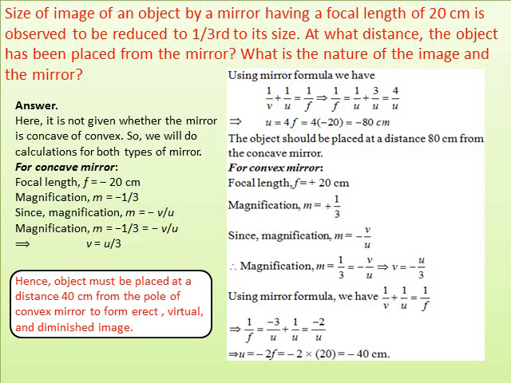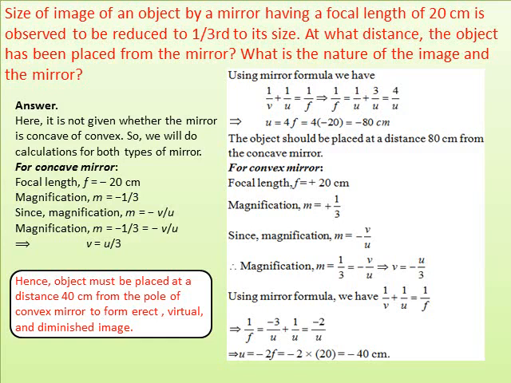In the mirror formula, in the place of V, you substitute U by 3. The mirror formula says 1 by V plus 1 by U is equal to 1 by F. So in the place of 1 by V, that is 1 by U by 3, that will be 3 by U. You substitute and find the value of U. U will be minus 80 centimeters. So the object should be placed at a distance of 80 centimeter from the concave mirror.